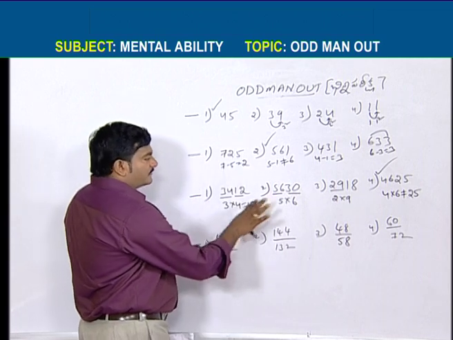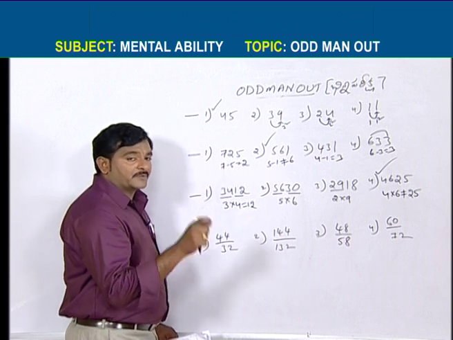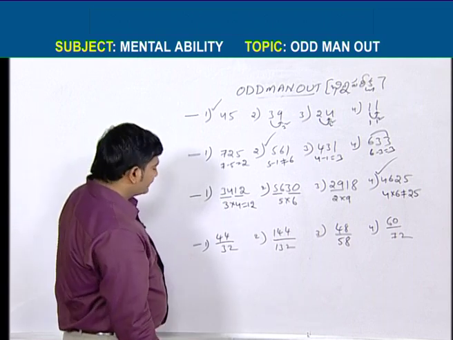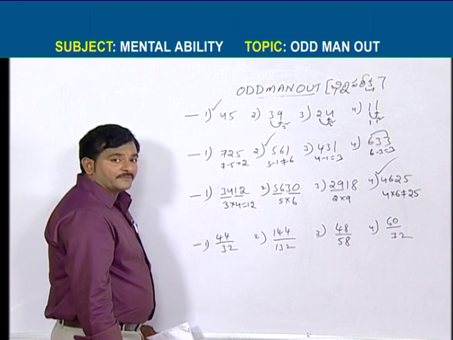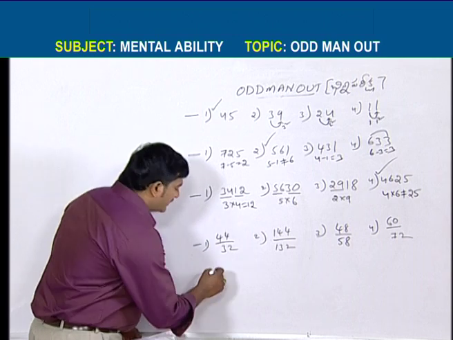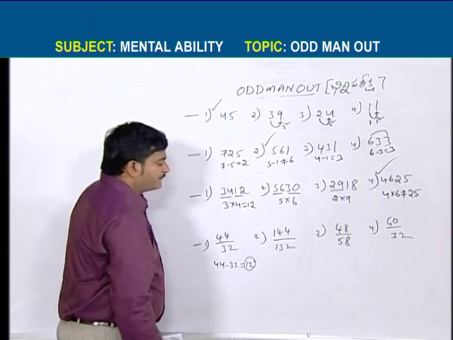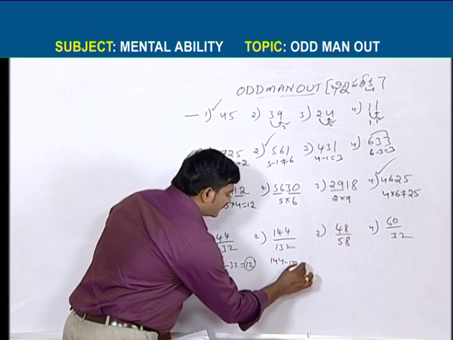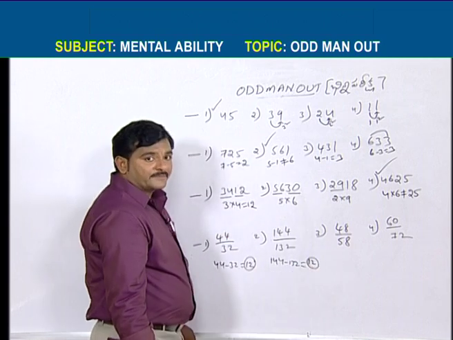There are 4-digit numbers in each and every option. Multiplying the first 2 numbers gives the last 2 numbers. But that is not possible in the fourth option. Now just observe here, 44, 32. What is the difference between 44 and 32? 44 minus 32 is 12. Similarly, 144 minus 132. Are we getting the difference 12 again? Yes, in this case also the difference is 12.